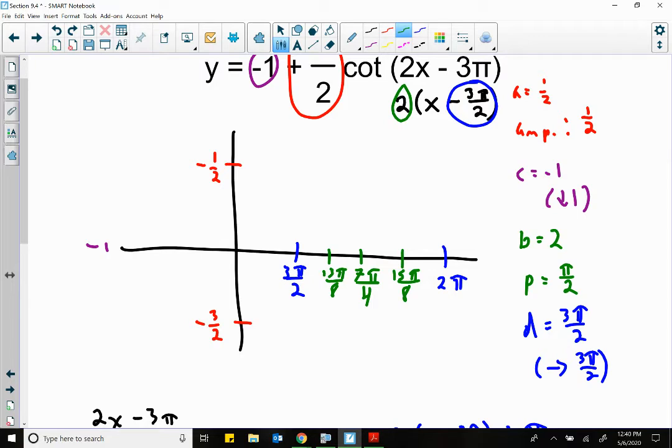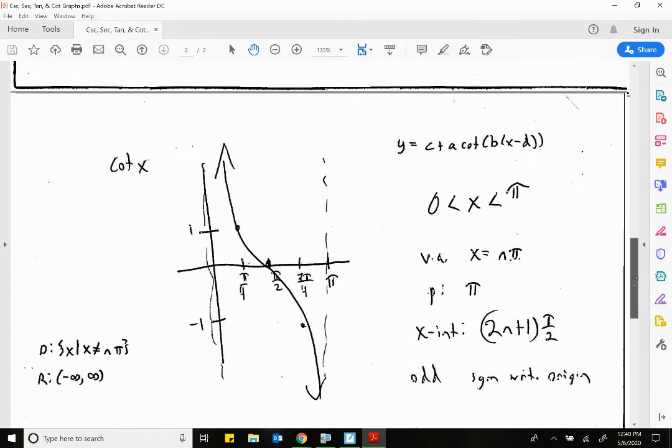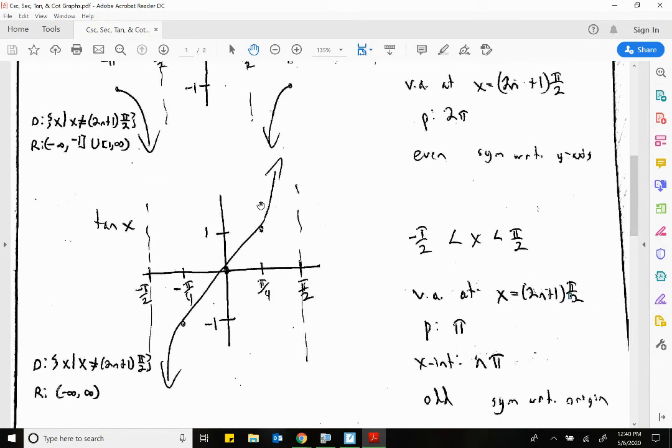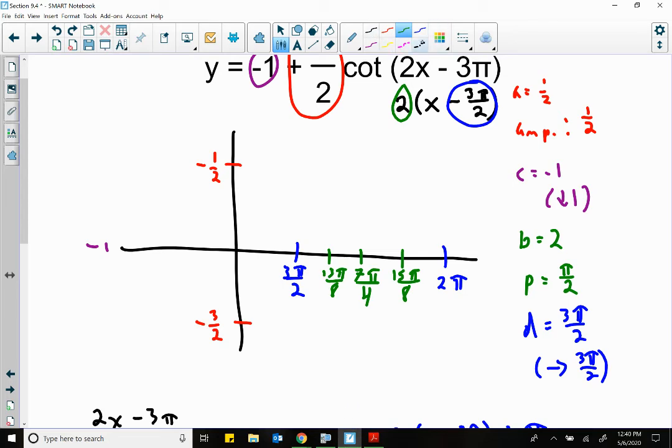So with tangents and cotangents, your beginning and your end are asymptotes. And then in the middle are your 3 dots. And the 3 dots either start up, hit the axis, and then go down, or the 3 dots start down, hit the axis, and then go up. Okay? So since we are cotangent, we are going to start up, hit the axis, and then go down. So our beginnings are asymptotes. Our ends are asymptotes.